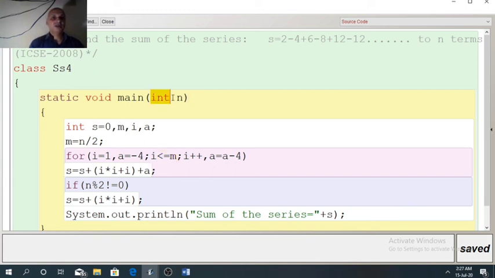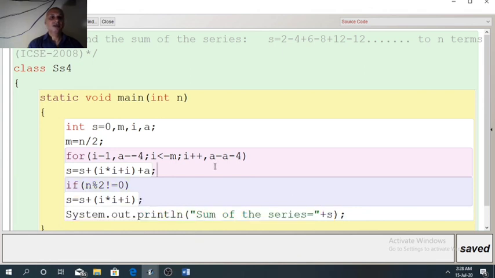So when n equal to 6, the loop will run 3 times and in every iteration we will get 2 terms. So a total of 6 terms will get added. Now when n is 6, this if condition will not be satisfied because it will only work when the value of n is an odd number. So when it is not satisfied, this line will not execute. So we will print the sum of the first 6 terms here with the message sum of the series equal to.